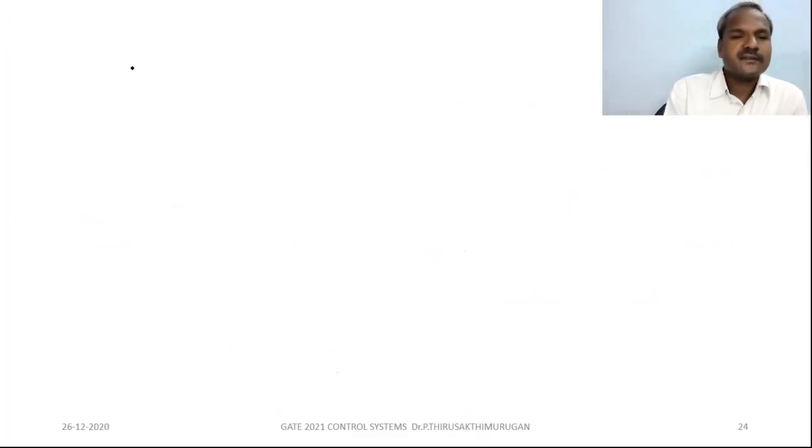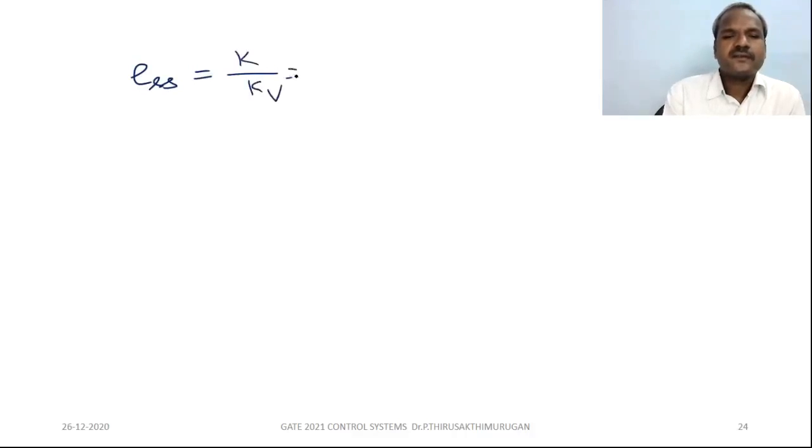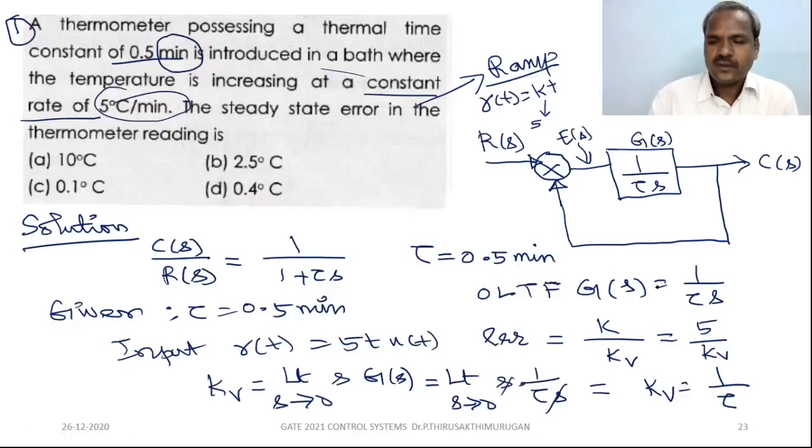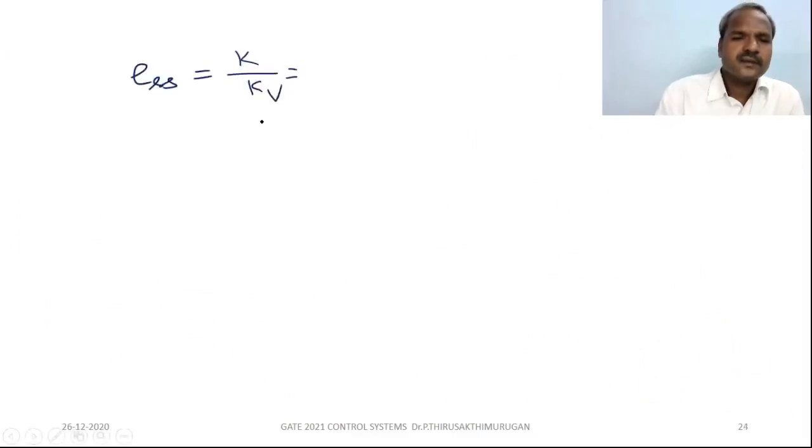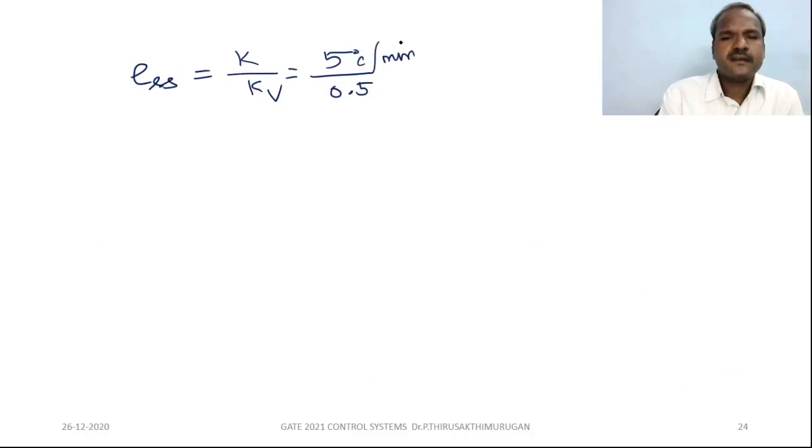So what we are getting: the steady state error equals K by Kv. Kv equals 1 by tau. What is tau? Tau is 0.5 minute. So 5 divided by 0.5 minute, that is 5 degrees Celsius per minute divided by 0.5 minute.